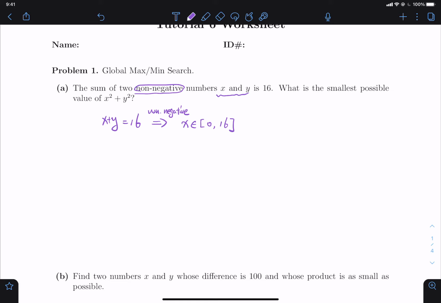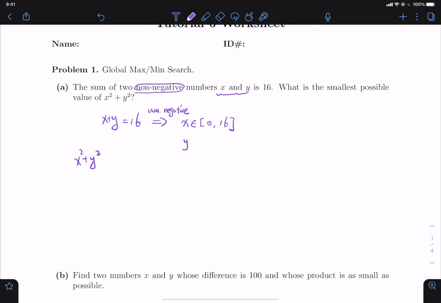Our target function is x squared plus y squared. To find its max or min value, we need to use just one single variable to express this function. So I will use x to express y. y is equal to 16 minus x, and then we substitute this into the expression. Now x squared plus y squared is equal to x squared plus (16 minus x) squared.